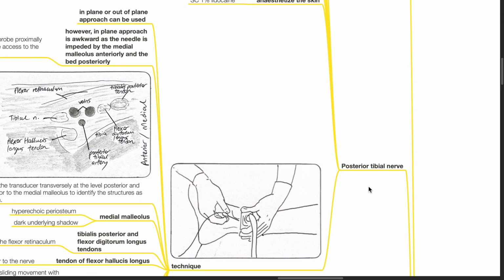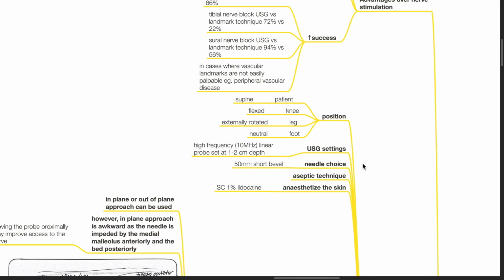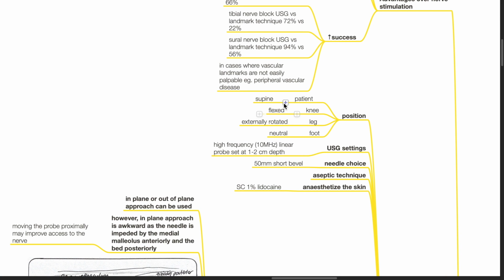Posterior tibial nerve block. The patient position should be supine with the knee flexed, leg externally rotated and the foot in neutral position. Use a high frequency 10 MHz linear probe set at 1 to 2 cm depth. Needle choice is a 50 mm short bevel needle. Use aseptic technique and anesthetize the skin with subcut lidocaine.